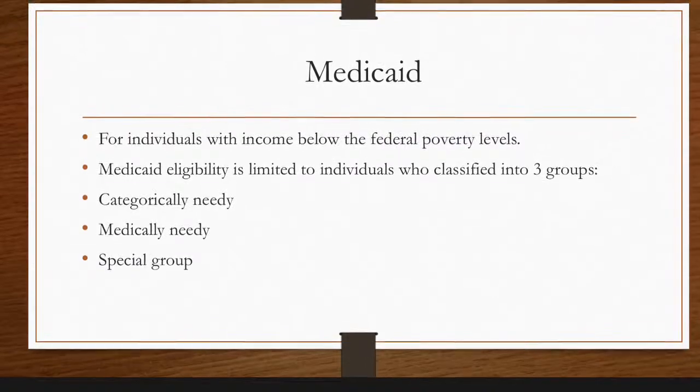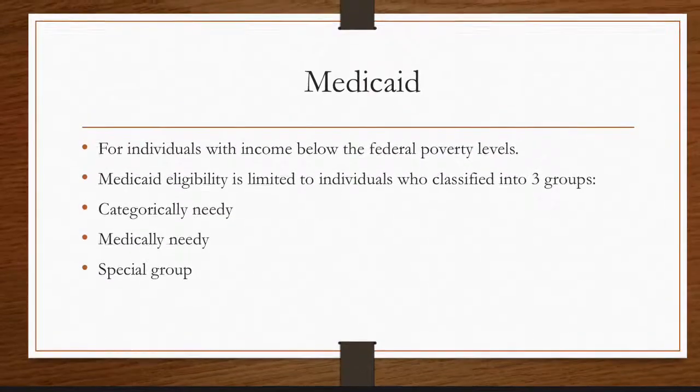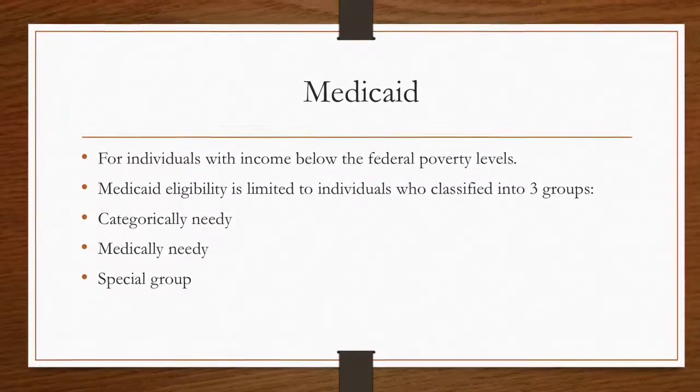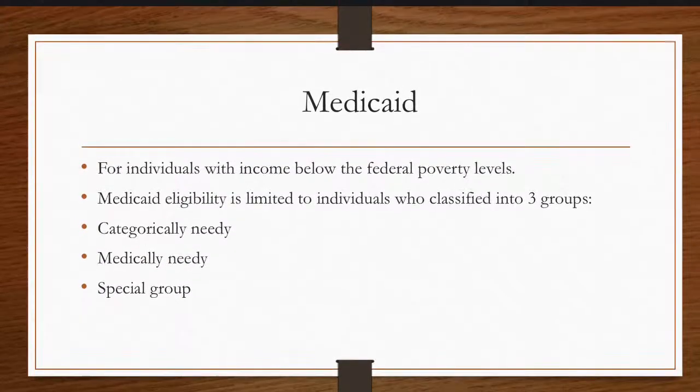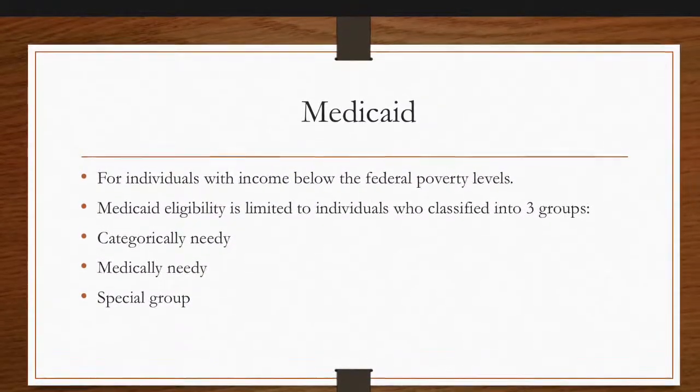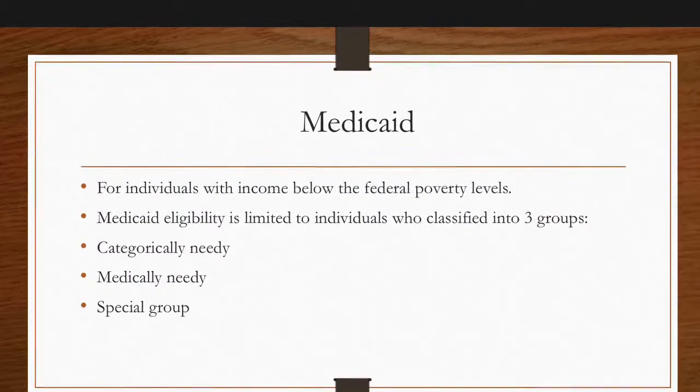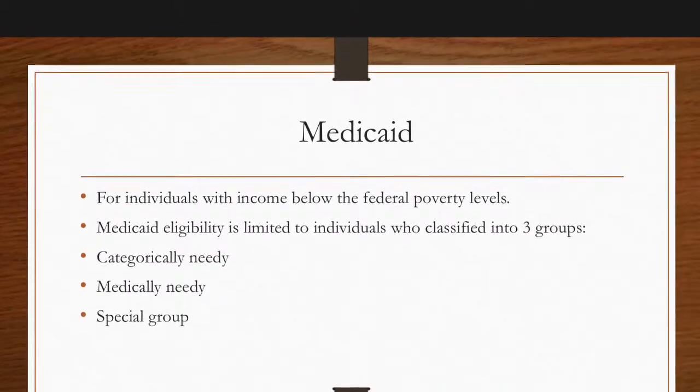What is Medicaid? Medicaid is for individuals with income below the federal level and is limited to individuals who qualify under three groups: categorically needy, medically needy, and special groups.